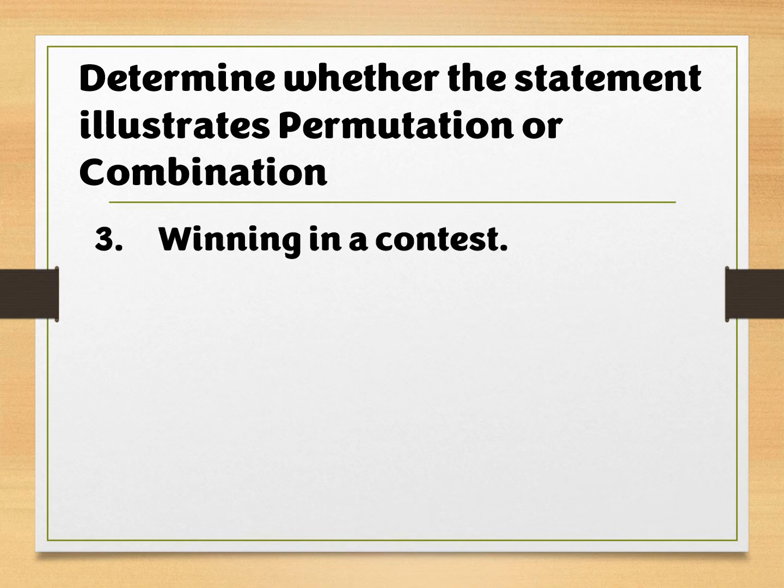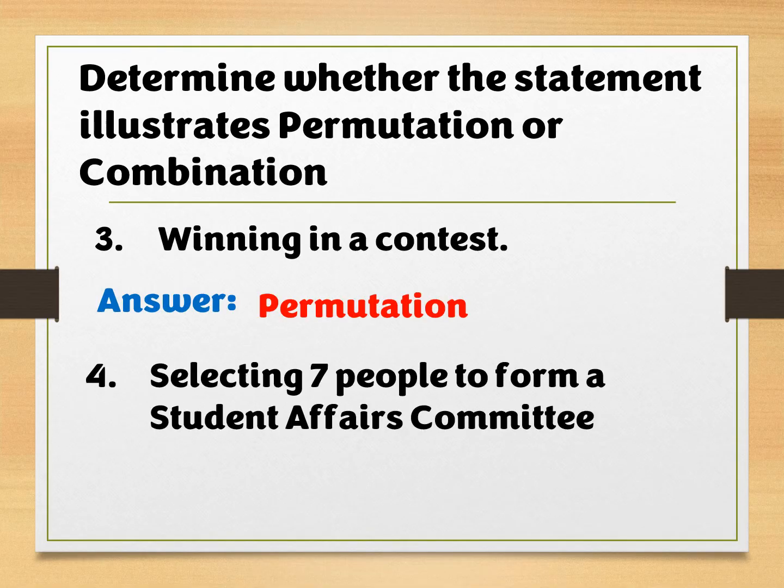For item number 3, winning in a contest. Is it permutation or combination? And the answer is permutation. Next, item number 4, selecting 7 people to form a student affairs committee. Is it permutation or combination? So the answer is combination.